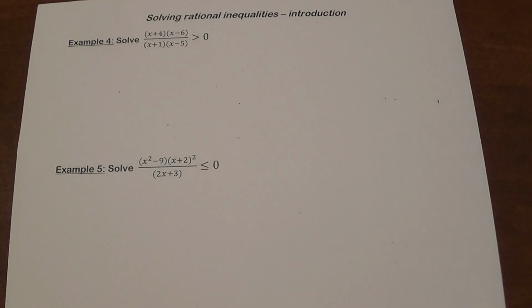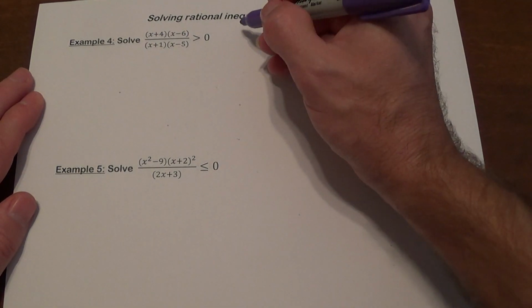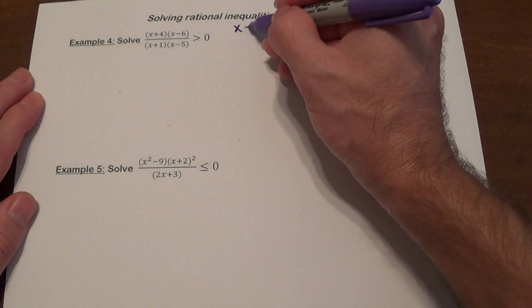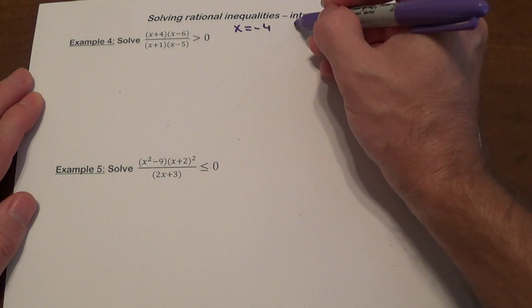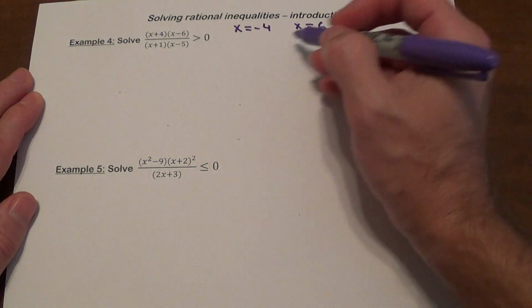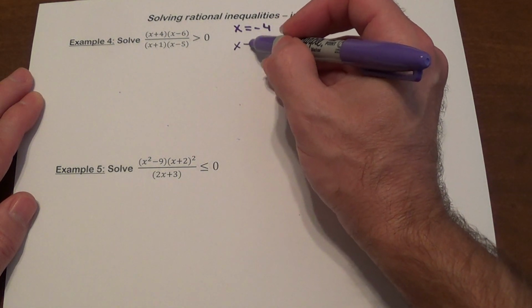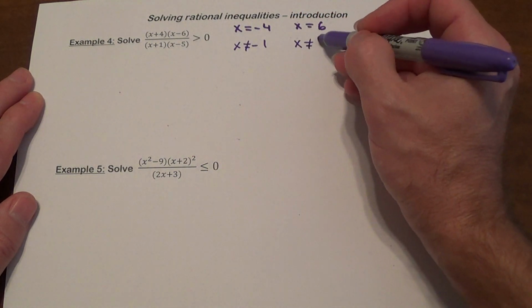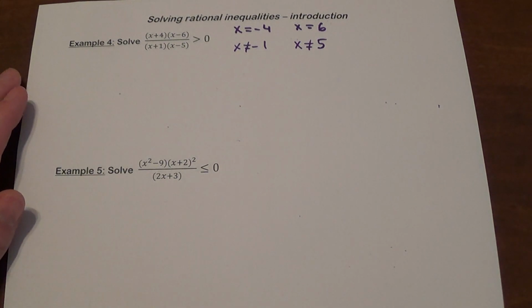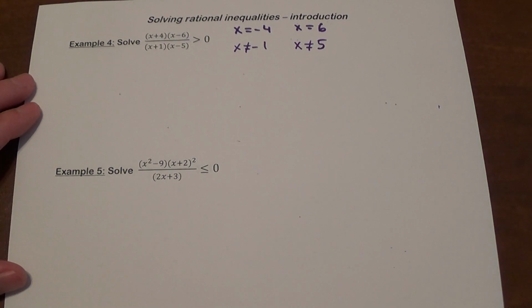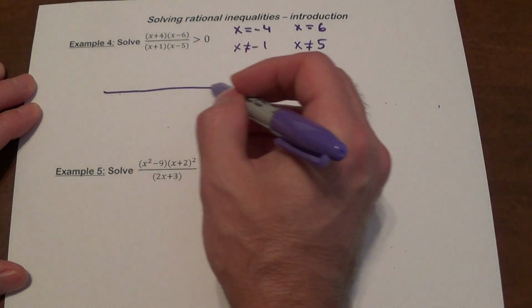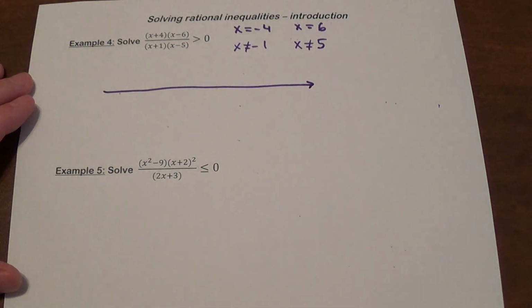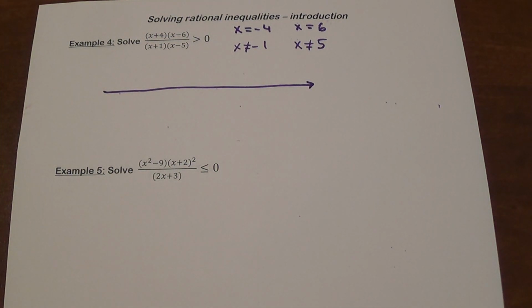Next example, so we have this problem here. So let's see, zeros are x equals negative 4 and x equals 6. Excluded values are x equals negative 1, cannot use negative 1, and x cannot equal 5. So we have 4 values that we're going to plot on our number line. Let's go ahead and do that.